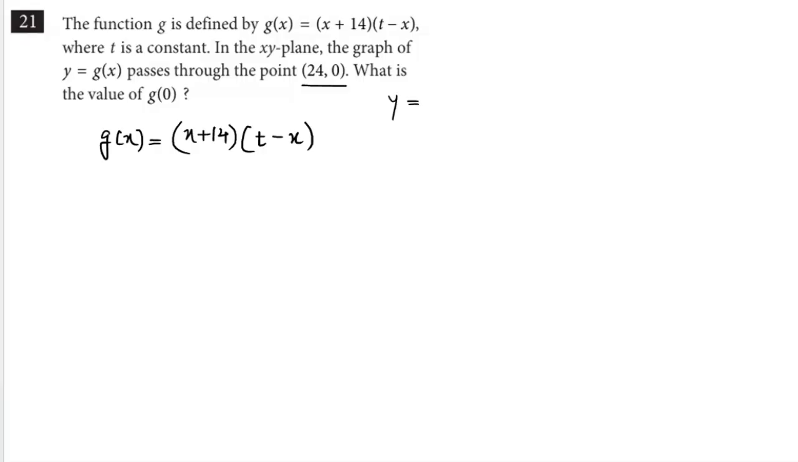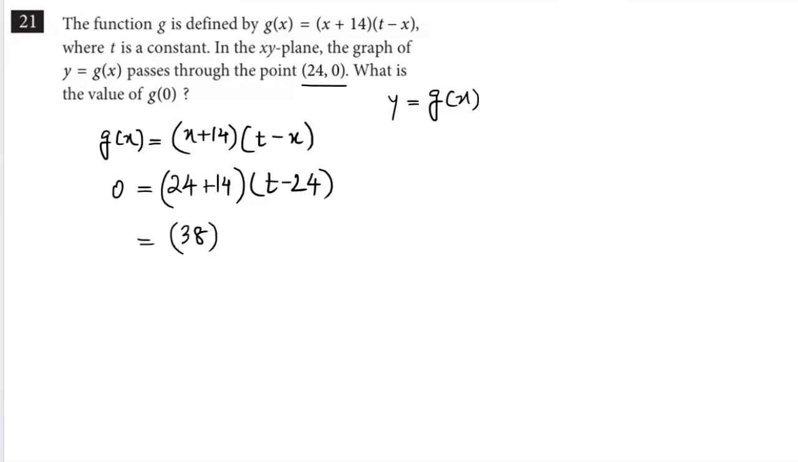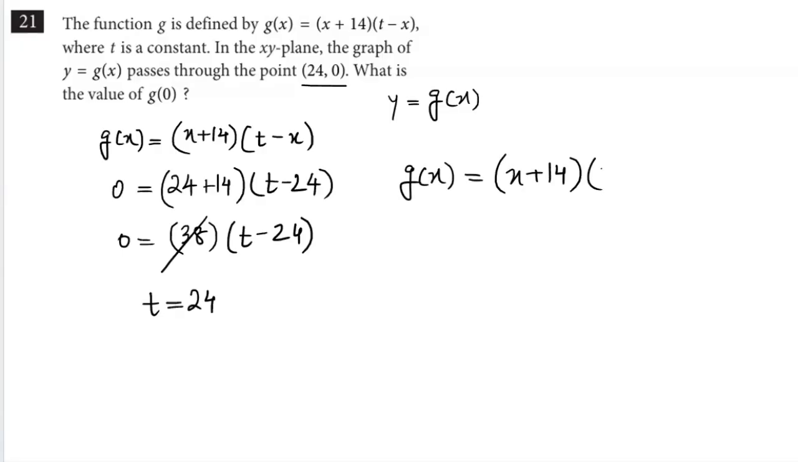Remember, the y value is g of x. So in place of g of x, you can put a 0, and in place of x, you can put 24 and add 14 to it, times t minus 24. Let's quickly get this. It's going to be 38 times t minus 24. If you divide both sides by 38, you get rid of this 38 and t equals 24. That's the value.